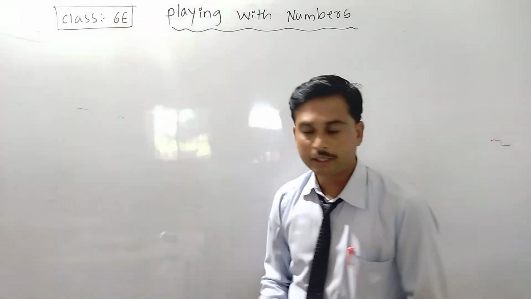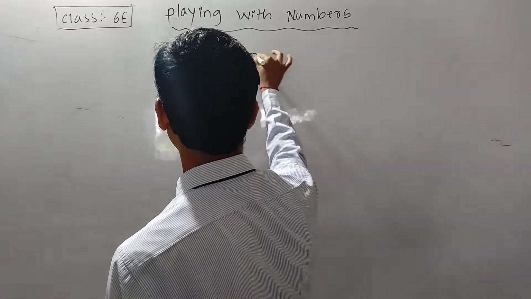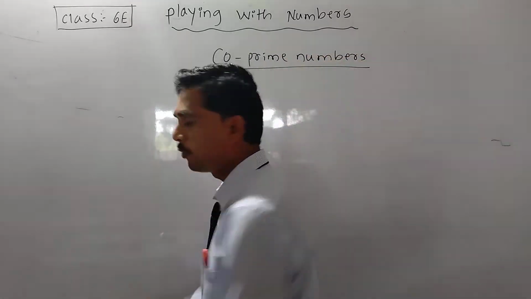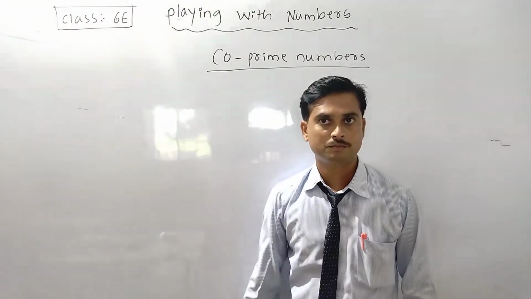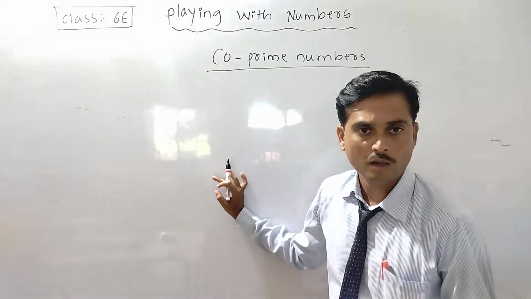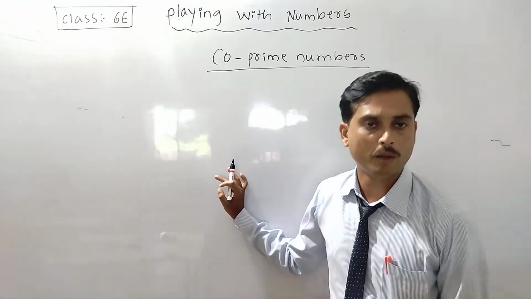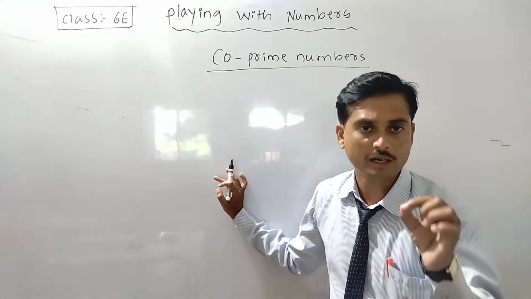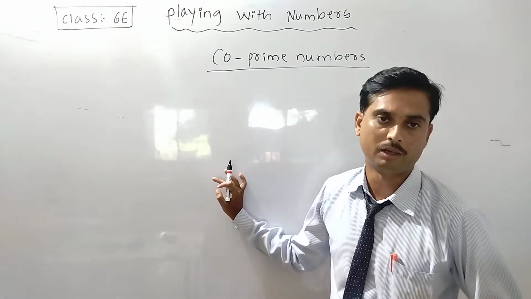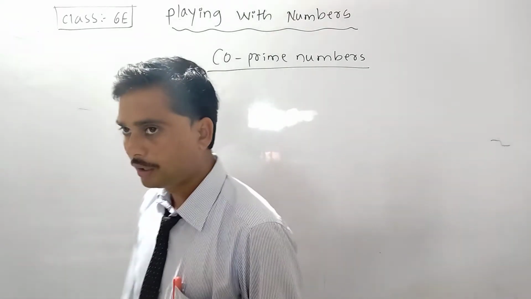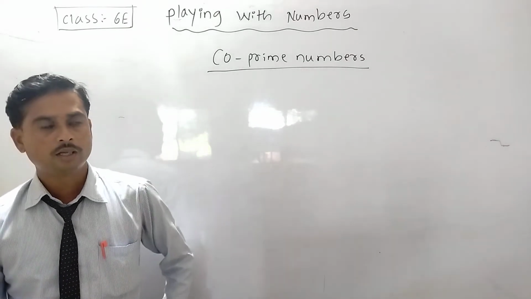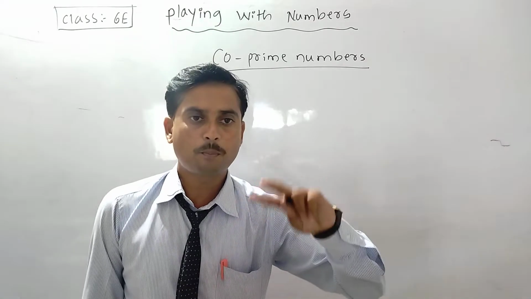I discussed co-prime numbers yesterday. The word co-prime numbers means what? Two numbers which have only one common factor, only 1 as the common factor, those numbers we are calling co-prime numbers.